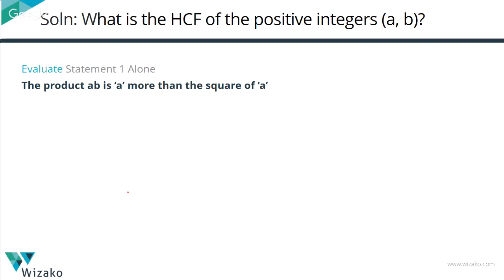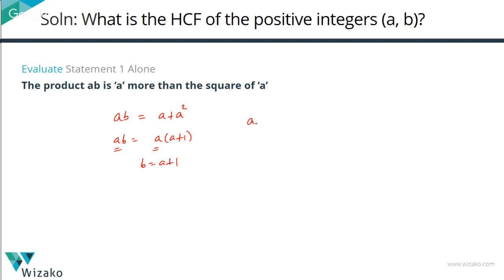Start with statement 1. The product AB is A more than the square of A. We'll frame an equation for it. This is the equation that translates to: AB is equal to A into A plus 1, which is A square plus A. So this essentially boils down to the fact that if A and A are equated here, B is equal to A plus 1.